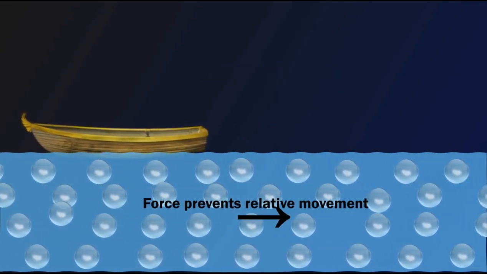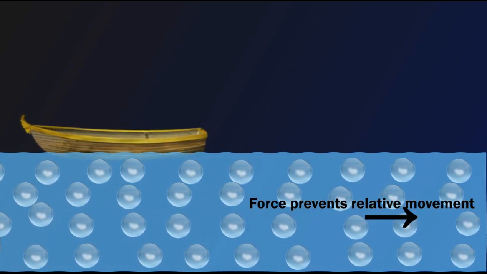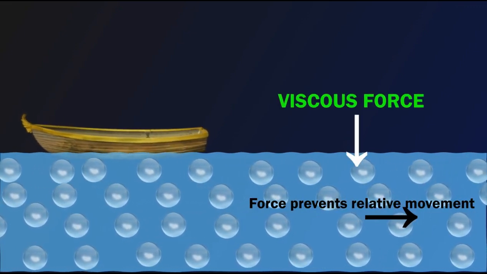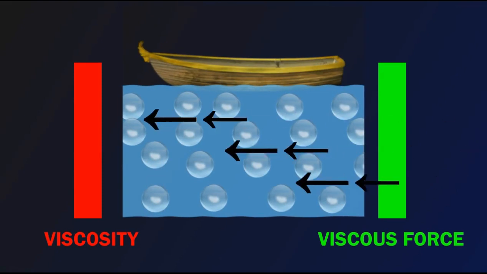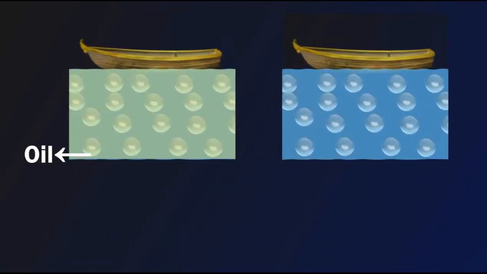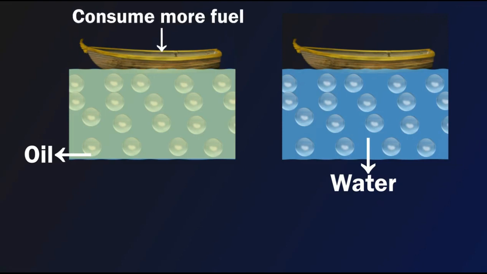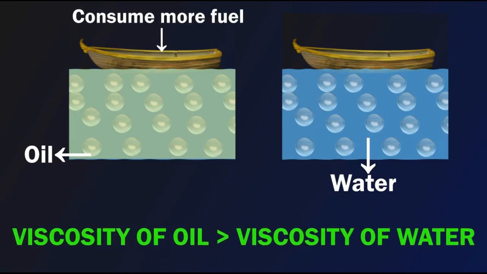The force which prevents relative movement of particles or layers of liquid is called viscous force. The more the viscosity, the more will be the viscous force, and more effort one needs to put in to move layers of liquid on top of each other. If we drive boats on oil and water, the boat on oil will consume more fuel because oil is more viscous compared to water, and thus more energy will be required to overcome this force.